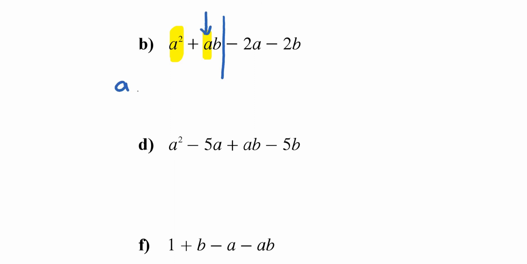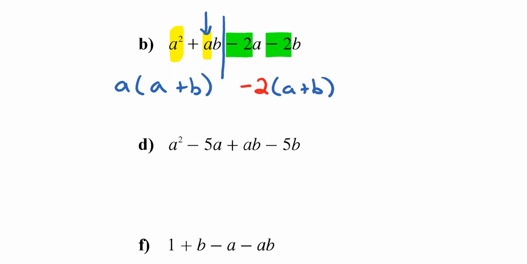So let's pull out one of them. So now I have an a plus a b. And over here on the right-hand side, there's a negative 2 and a negative 2. So let's go ahead and factor out a negative 2. If I do that, I get a plus b.